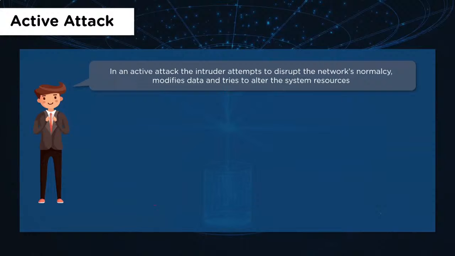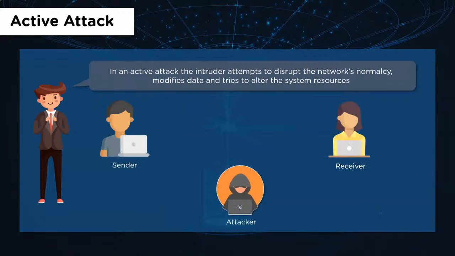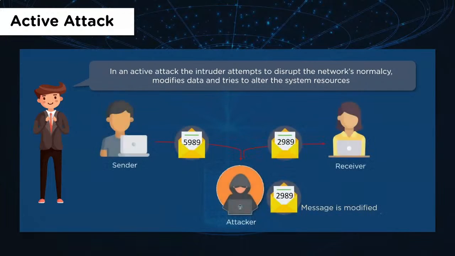Now let's talk about the types of network attacks. An active attack is when the intruder attempts to disrupt a network's normalcy and modifies and alters the data at the same time. So as we can see in the diagram, there's a sender and there's a receiver. The attacker is the man in the middle who is trying to create the active attack. So when the sender sends the data to the receiver, the attacker intercepts that data, modifies the data, and then sends it on to the receiver.